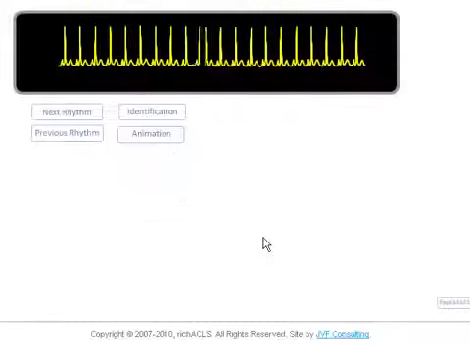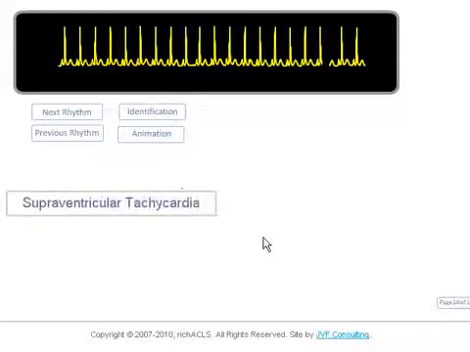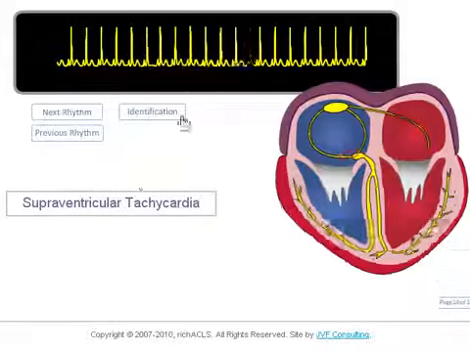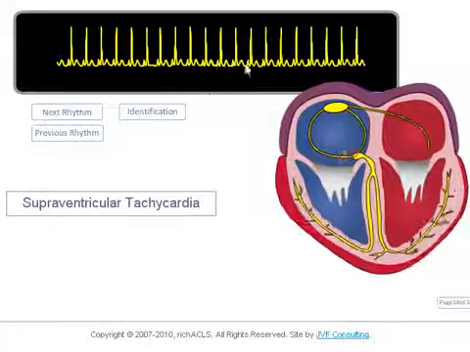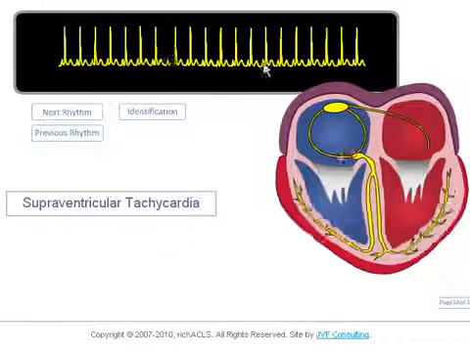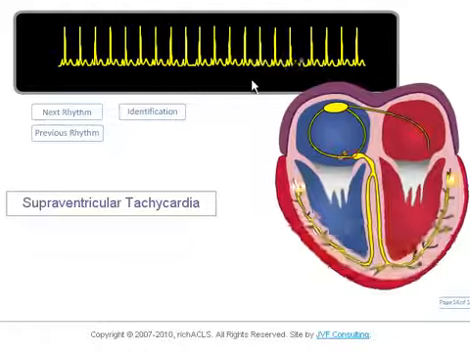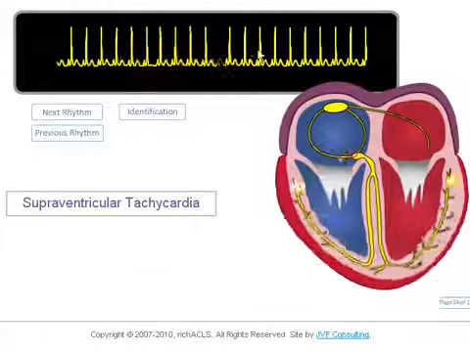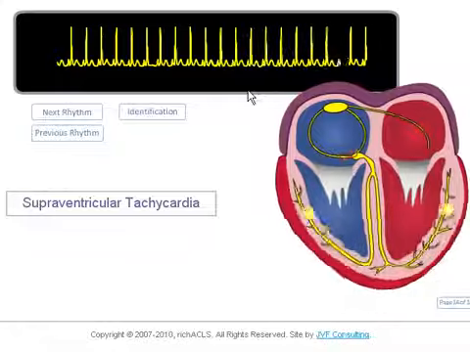richacls.com. In this first rhythm, supraventricular tachycardia, we have a fast, regular rhythm with a P wave in front of every QRS. The PR interval is constant with the normal width, although hard to see with the fast rate. The QRS is narrow, and the rate is about 180.